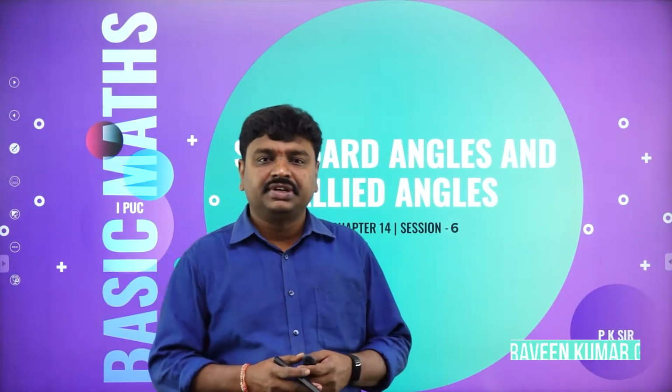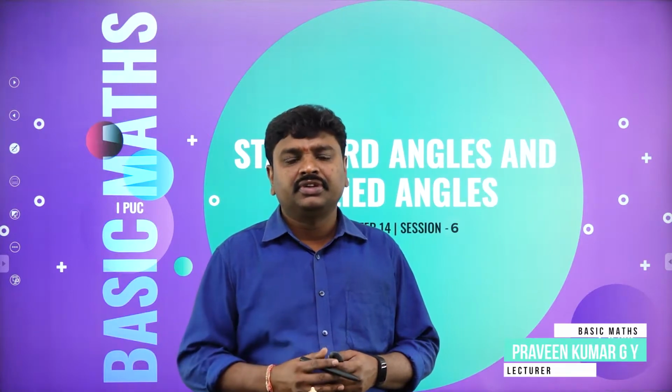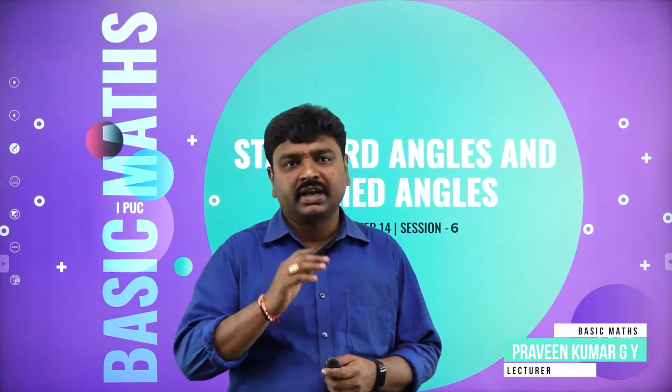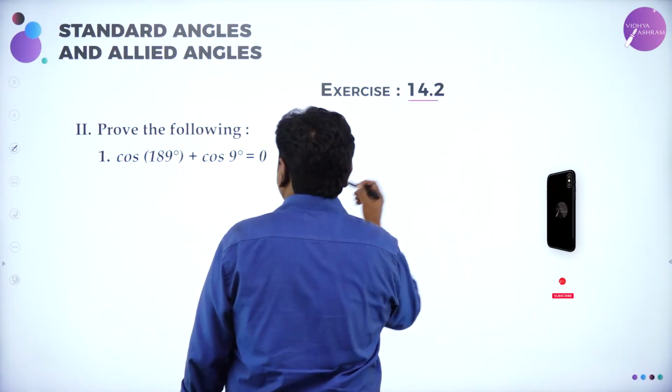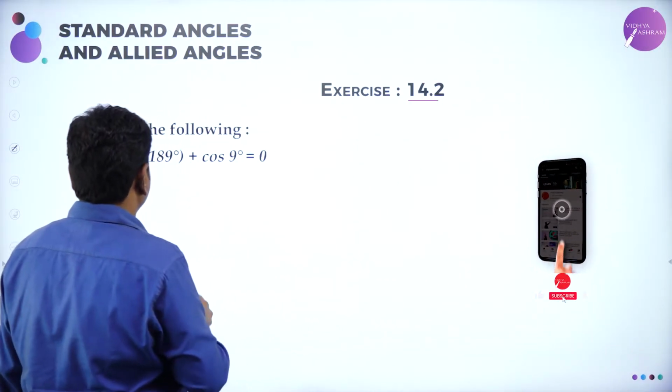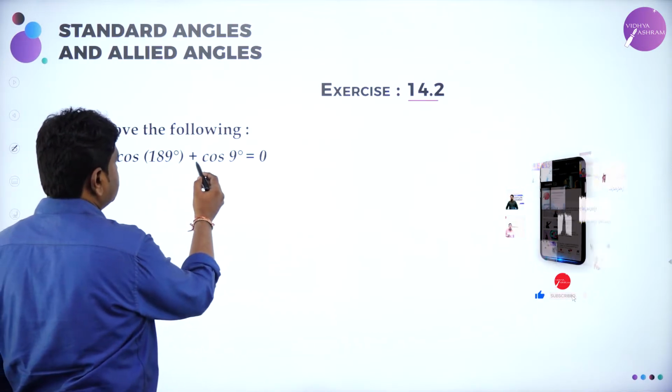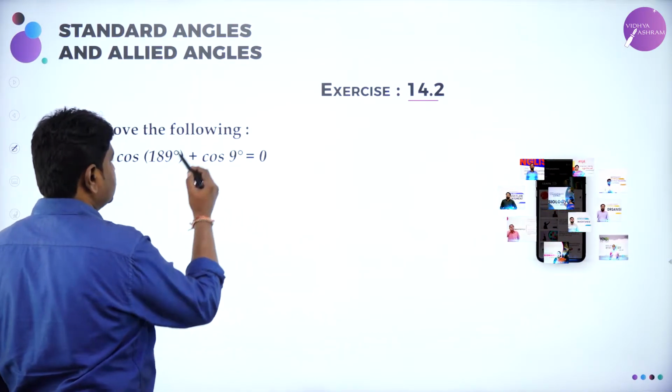Welcome to the session, dear students. Today we'll go ahead with the problems of allied angles, that is exercise 14.2. We'll continue with problem 1. So they want cos of 189 degree plus cos 9 degree. They want you to prove this as 0.